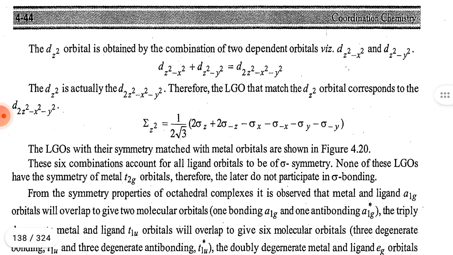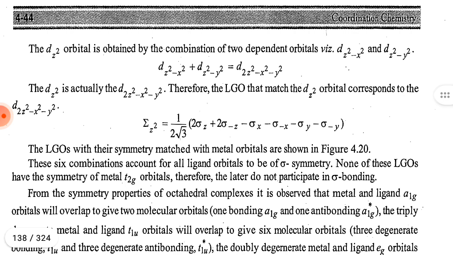The dz square orbital is obtained by the combination of two dependent orbitals, dz square minus x square and dz square minus y square. The dz square minus x square plus dz square minus y square is equal to 2dz square minus x square minus y square. The dz square is actually the 2dz square minus x square minus y square.